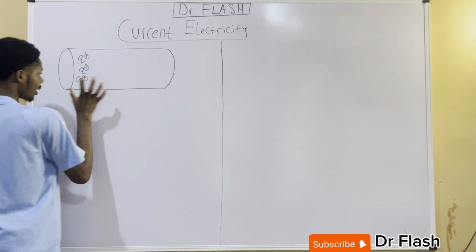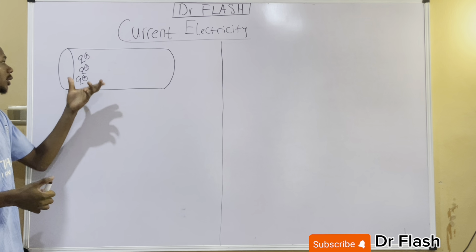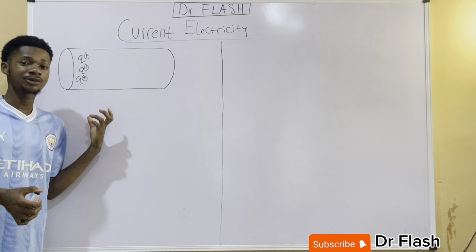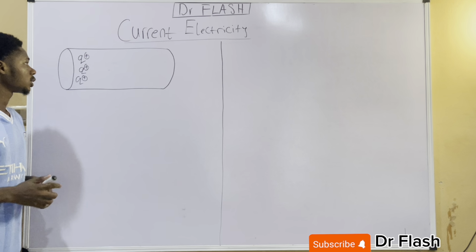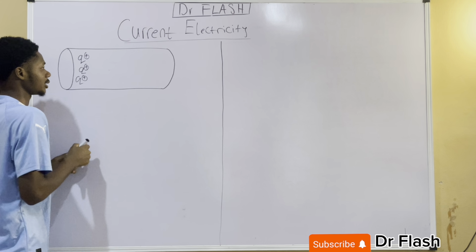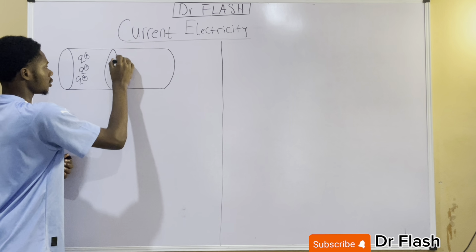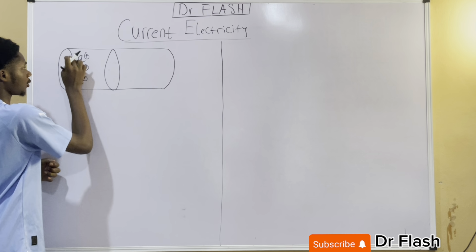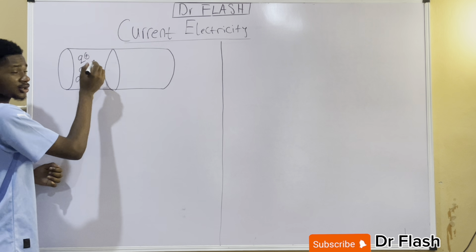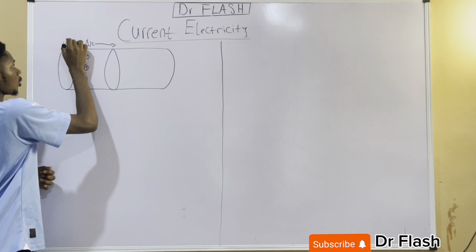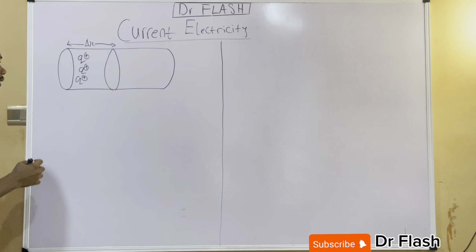Now we have a diagram on the board. This is a diagram of a conductor or a wire when viewed in its micro state, a very small scale. It is cylindrical in shape, and we're going to consider a section of it, let's say from here to here, a very small section, which we are going to call delta x because it is very small.